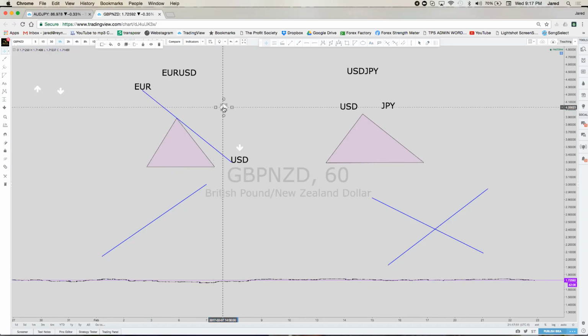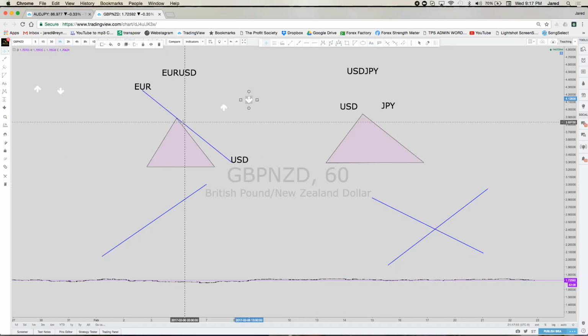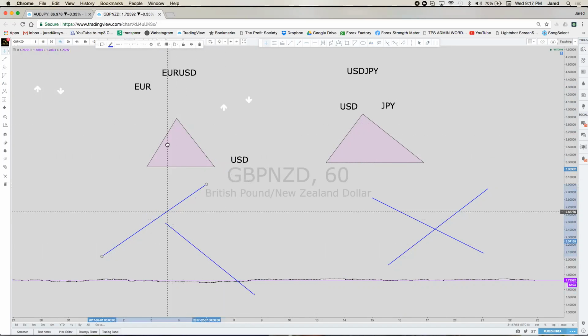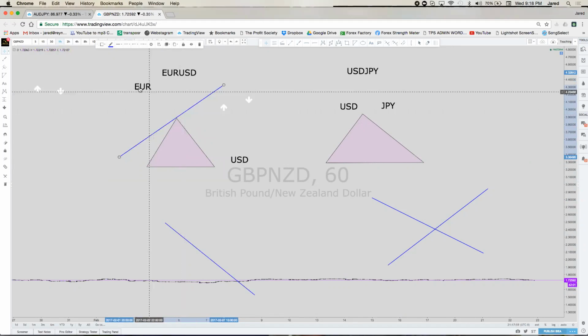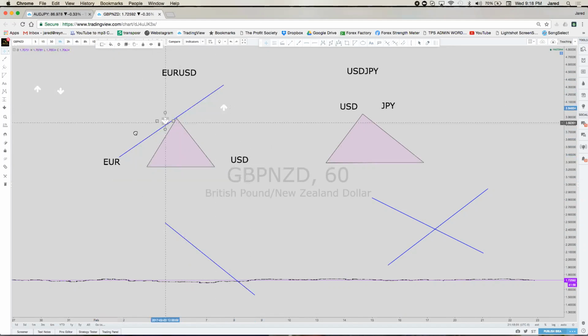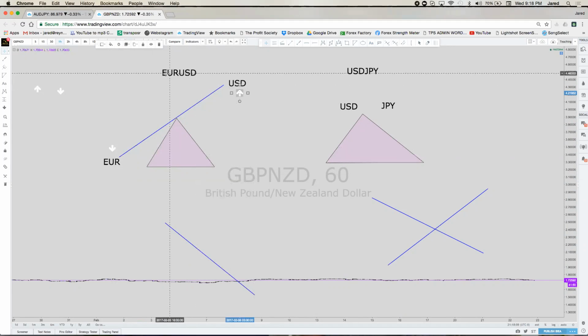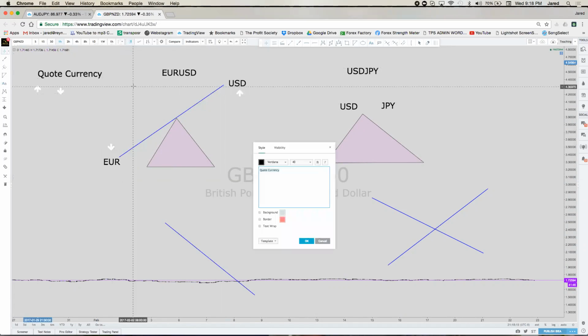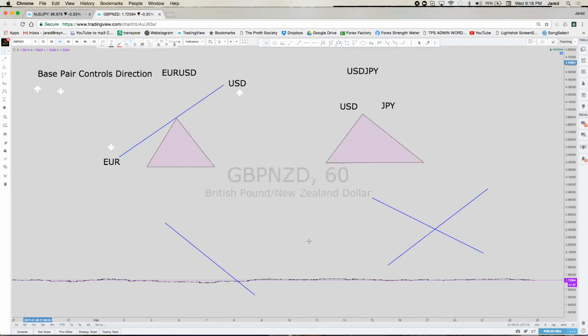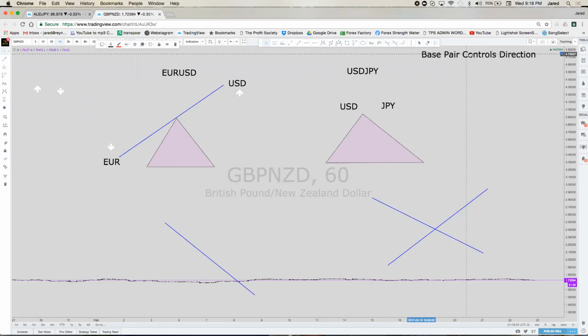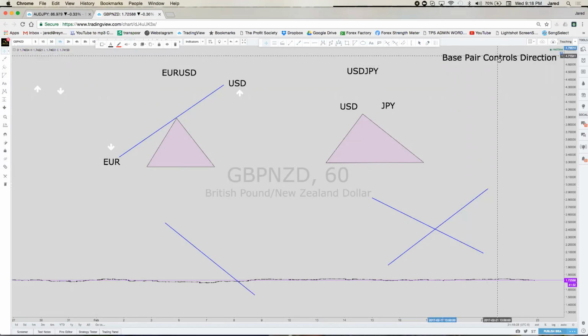Now, in the same direction, that's why I have a separate line here, boom. If the euro is weaker than the US dollar, then the euro, the currency, EU, euro US dollar, is going to go down. Base pair controls direction. All right? Put that in the corner right here. Base pair controls direction.